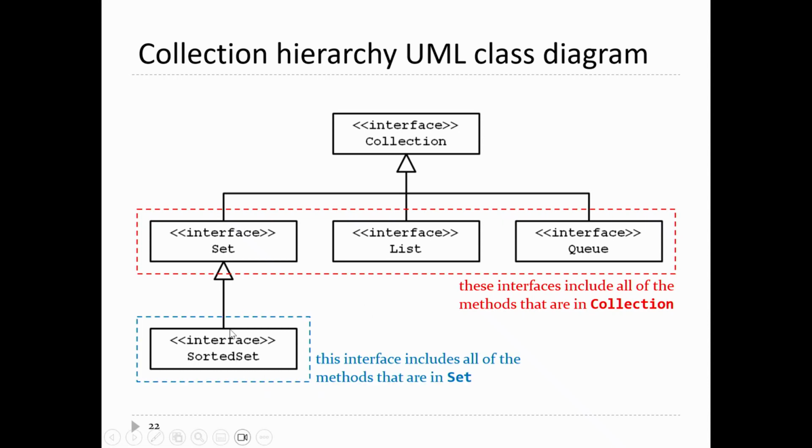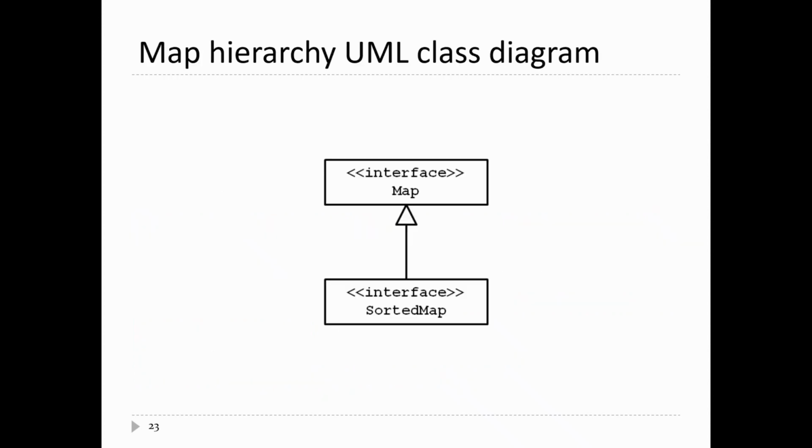And similarly to what I just said, the sorted set interface has every method that's in the set interface. If it wanted to, it could add extra methods compared to set. We'll ignore this for now. We'll come back to map later. But the map type, or the dictionary type in Java, is completely separate from the other collections.